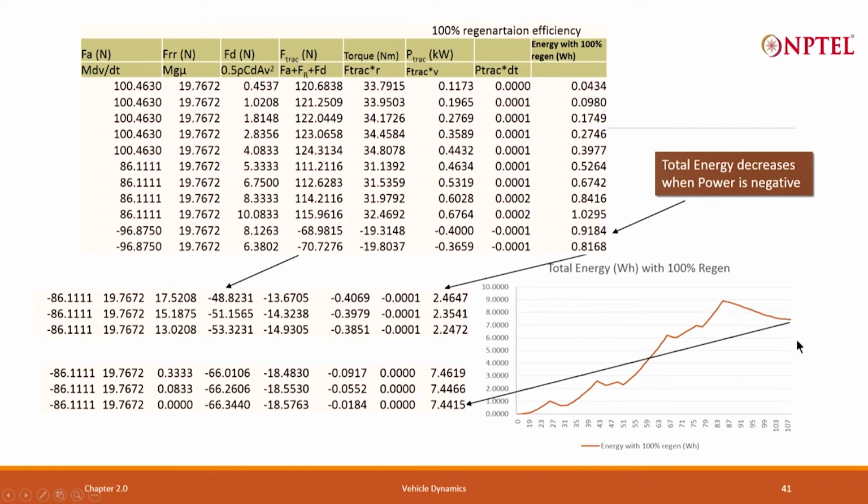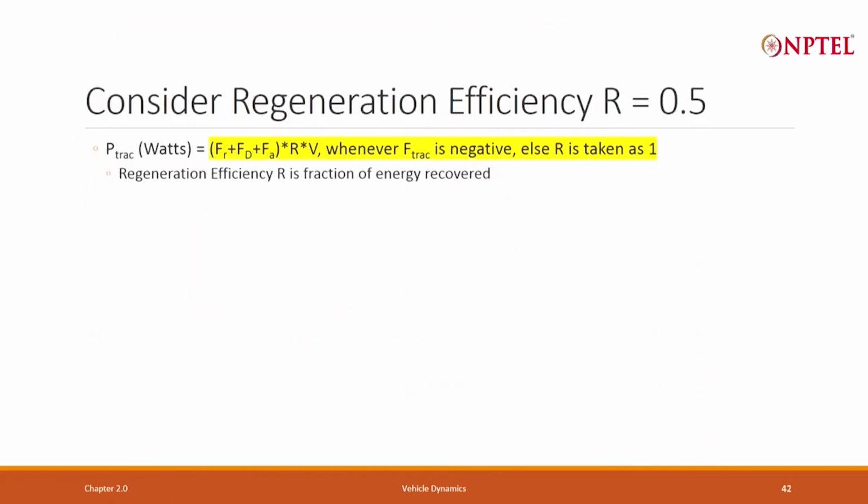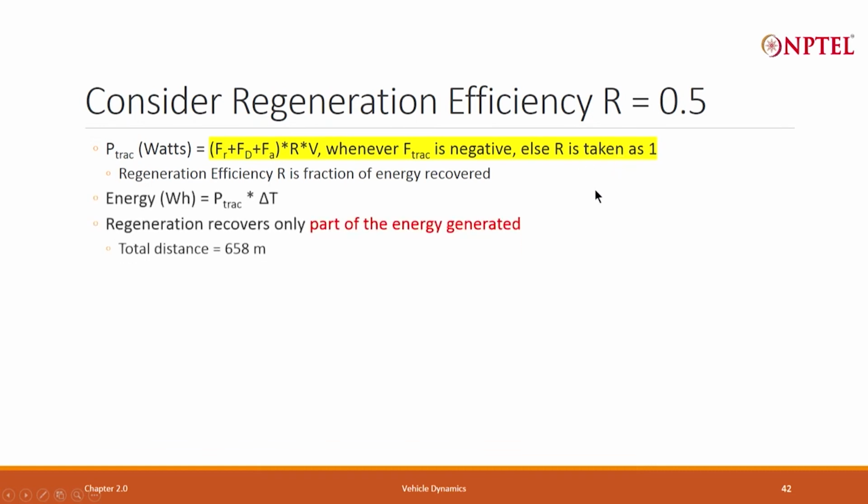So, this is the regeneration energy, and since I have made R equal to 1, it considerably goes down. What if I do not take R equal to 100%, but take R less? So, R equal to 0.5, if I assume R equal to 0.5, what happens? Whenever traction force is negative, R is taken as 0.5, otherwise it is R equal to 1. So, energy consumed is the same, P traction and delta t, but regeneration recovers only part of the energy.